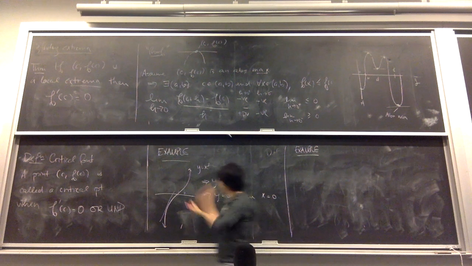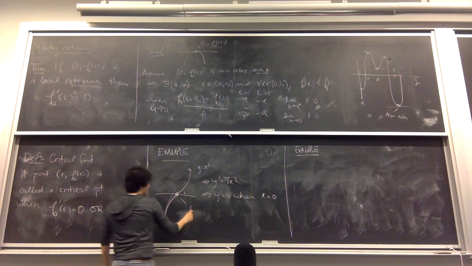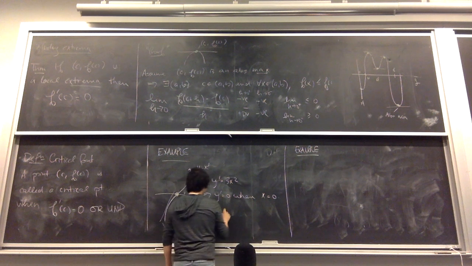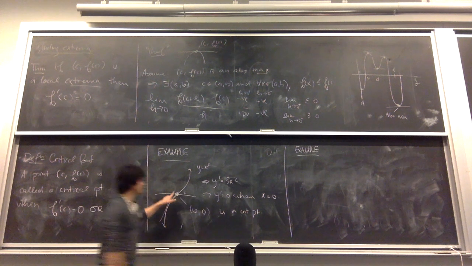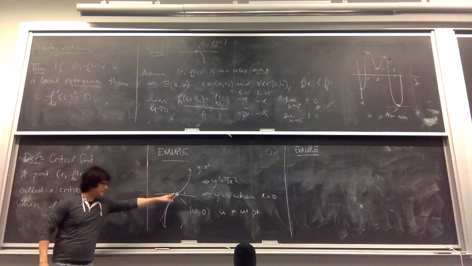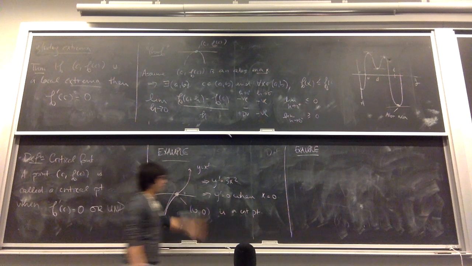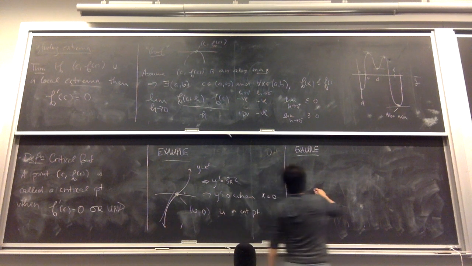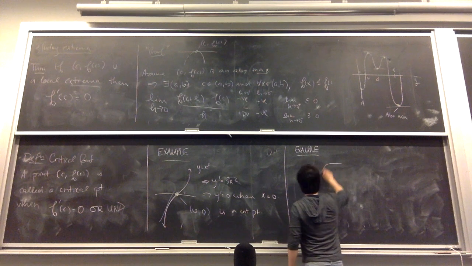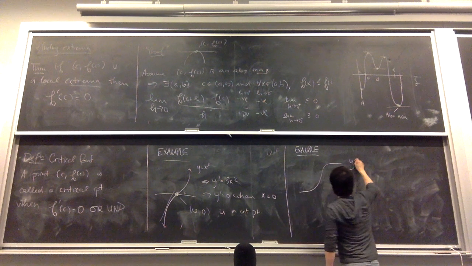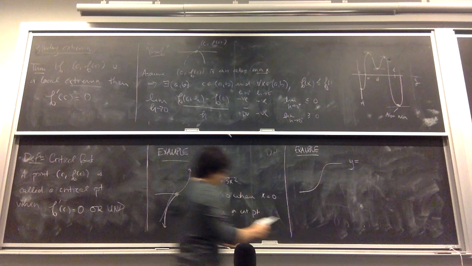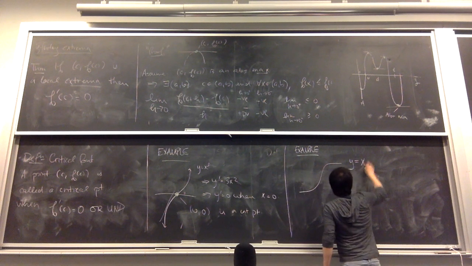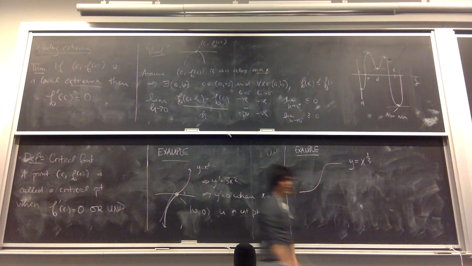Okay, so we determined that this is a critical point. So 0, 0 is a critical point. All right, so you're now comfortable with these types of turning points as critical. So what about this function here? This is y is equal to x to some fractional power, a third.